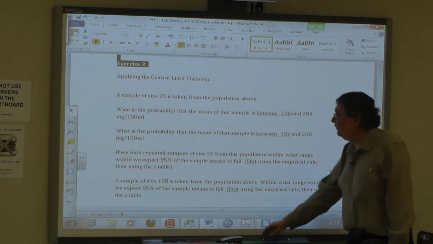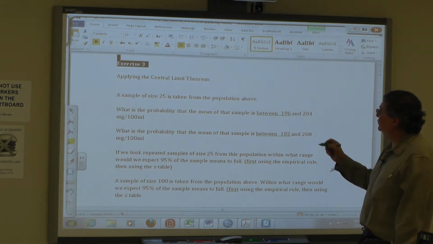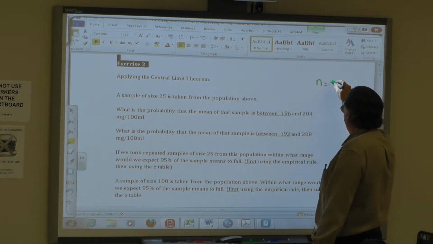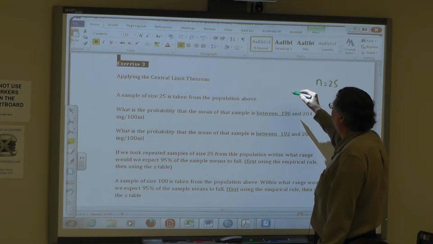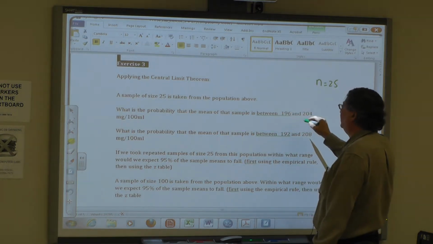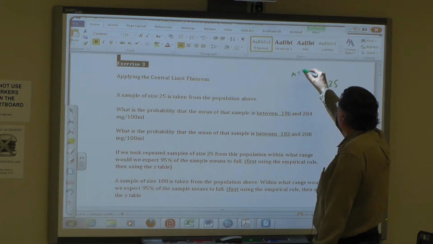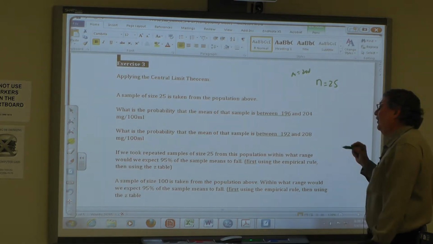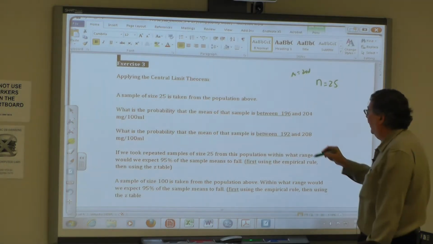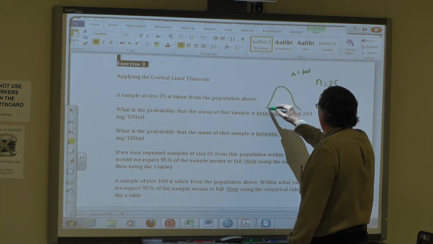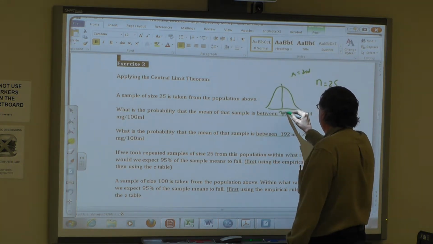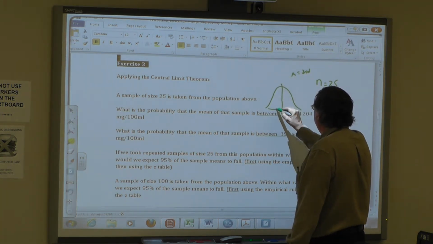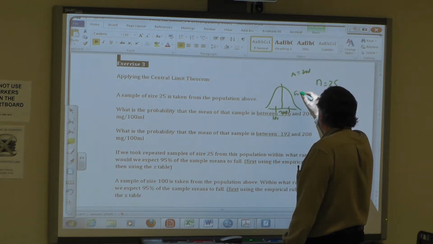In order to figure that out, we take a sample of size 25, and the mean is 200. Now we're looking at a new distribution. Remember the distribution that we looked at before? The mean was 200, and one standard deviation out was 180, and so on and so forth. The standard deviation was equal to 20.